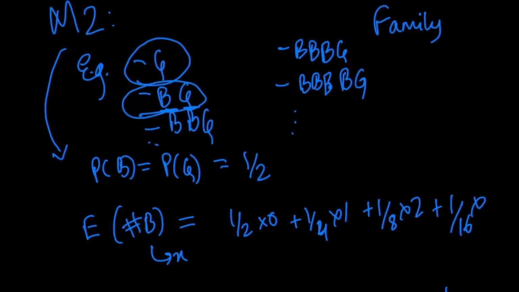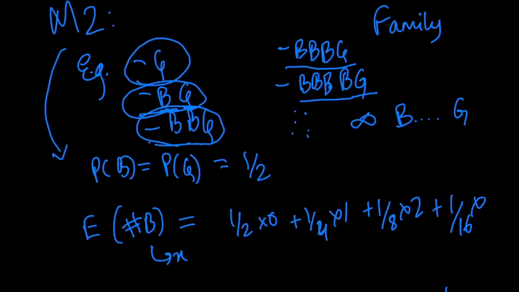Or they could have gotten 2 boys first and then a girl. Or 3 boys and then a girl. 4 boys and then a girl. And it goes on like this. And there are an infinite number of different possible outcomes that could have happened, right? Because the number of boys that they get before the first girl can keep on going up till infinity.